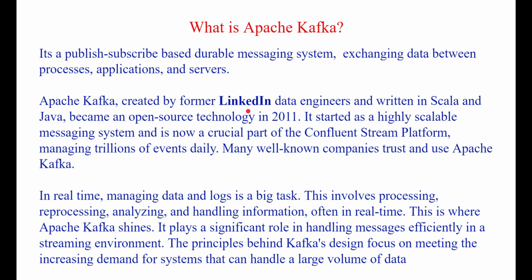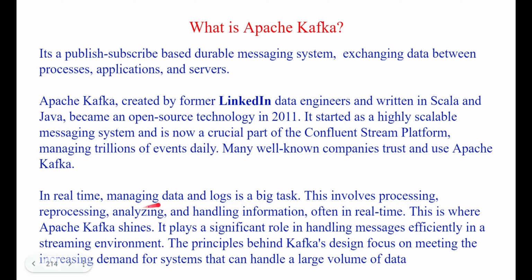Now, Kafka was initially created by LinkedIn people and written in Scala and Java, but later it became open source in 2011. Now it is a very important part of the Confluent Stream platform, which is managing millions and trillions of data events daily. Many well-known companies use Apache Kafka nowadays both for handling logs for streaming and for sending data from one application to another, using it as an asynchronous medium of communication.